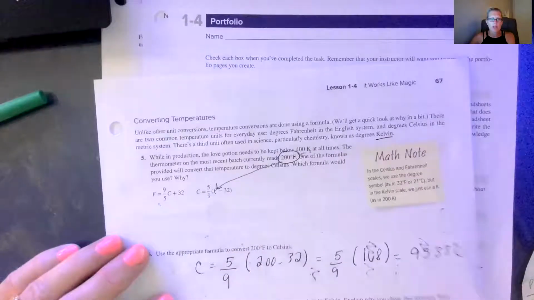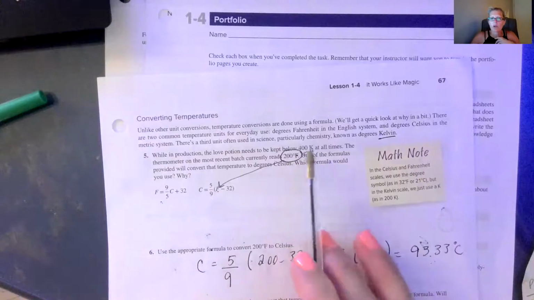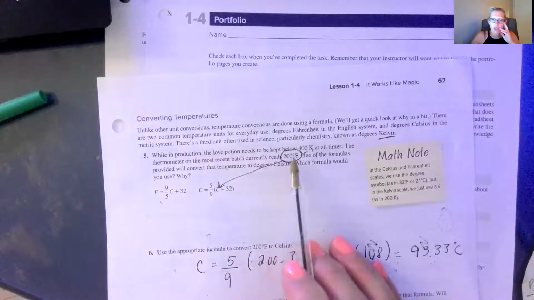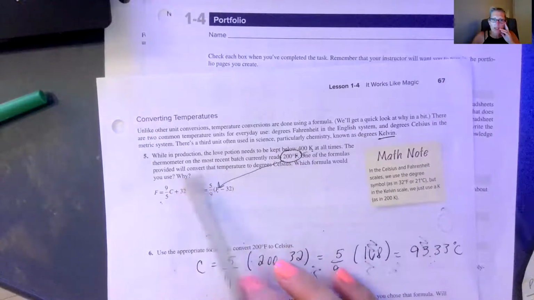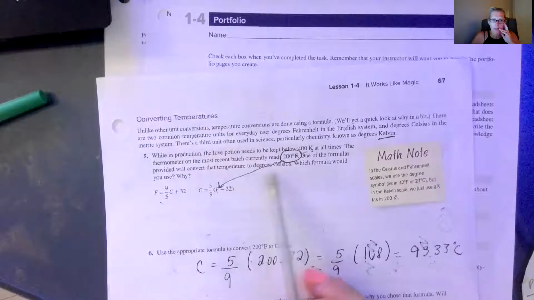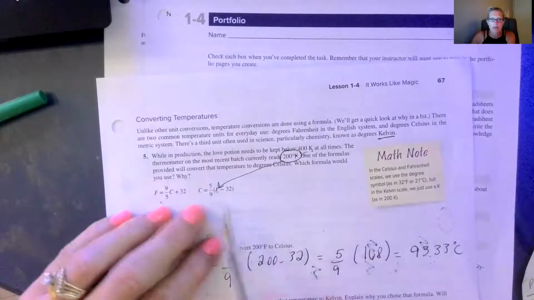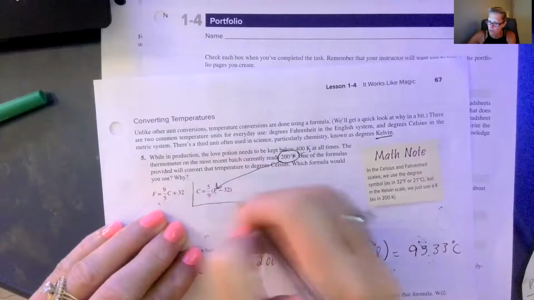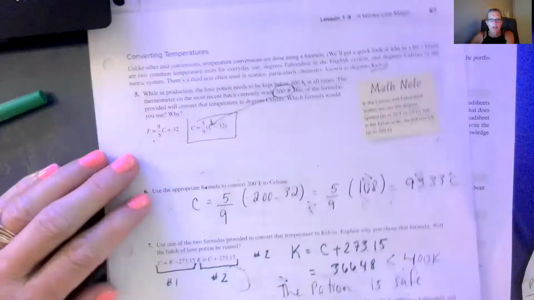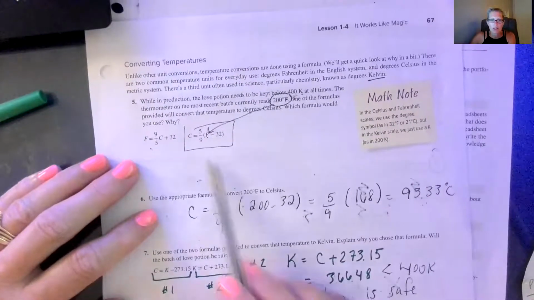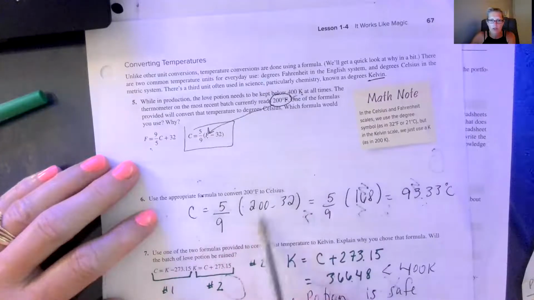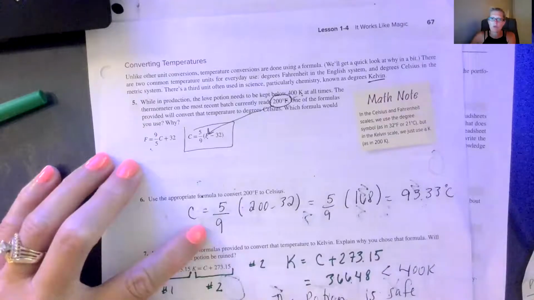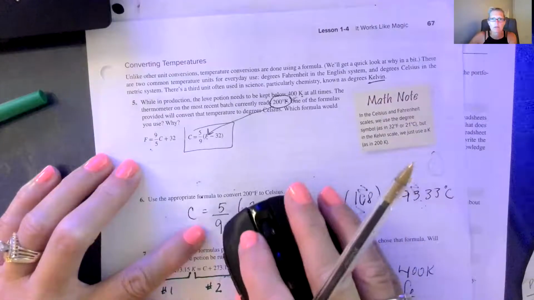It says, while in production, the love potion needs to be kept below 400 kelvins at all times. The thermometer on the most recent batch currently reads 200 degrees Fahrenheit. One of the formulas provided will convert the temperature to degrees Celsius. So Fahrenheit is what's going into the formula and Celsius coming out. So this is the one that we're going to use. We're going to replace F with the value of 200 degrees Fahrenheit. So 5/9 times 200 minus 32. I will show you this in Desmos.